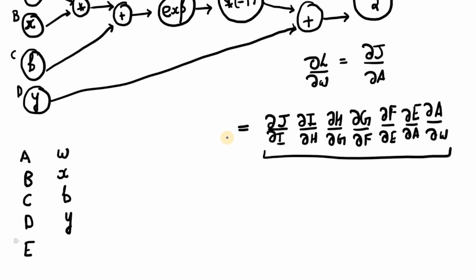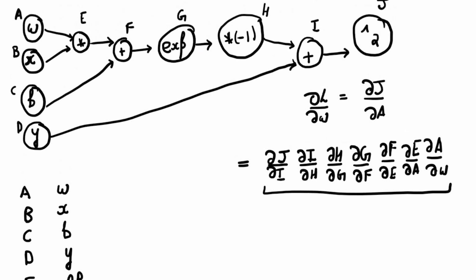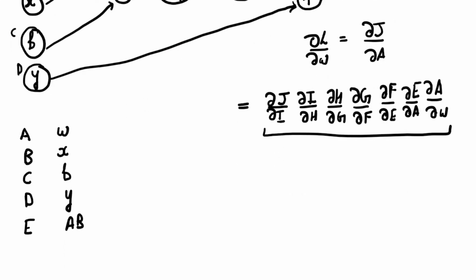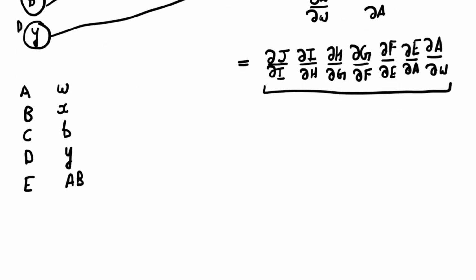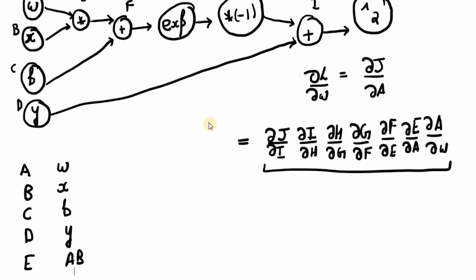Now we have to write E as well, which is represented by AB. So if I scroll it a bit up, E is the multiplication of W and X. W and X are formally defined as A and B. So we can write E as AB as well. Now we proceed further. Let me make this graph visible to you so that you can correlate better. So this is complete. So we can write F, which is equal to E plus D.